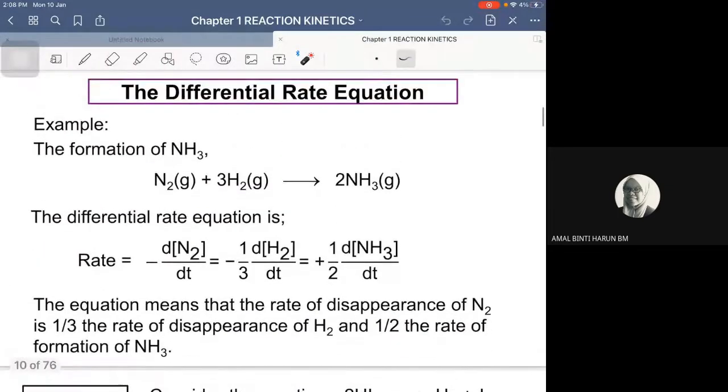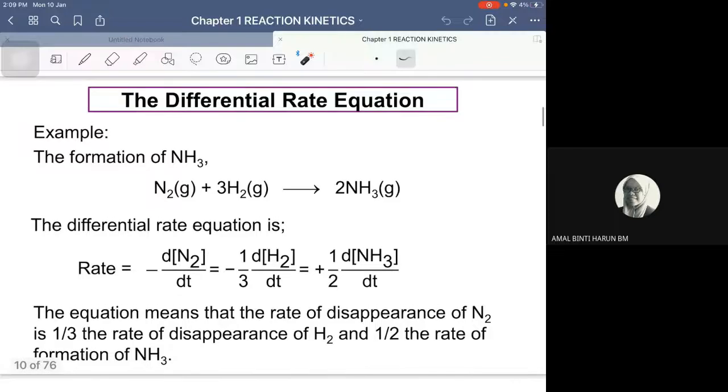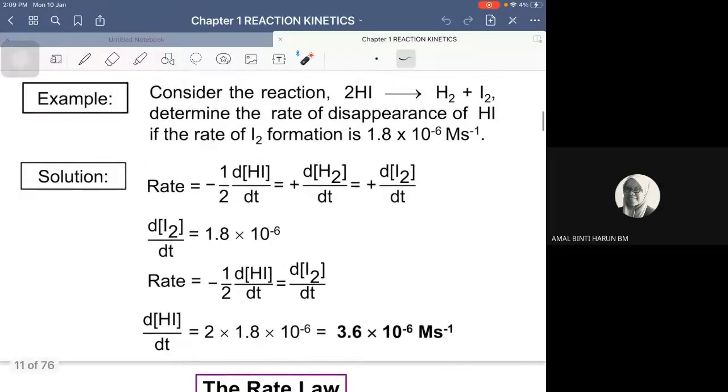Okay, from the differential rate equation, we can determine the rate of the formation or the depletion of the reactant when another rate of the reactant or product given. For example, when you are given the reaction of HI dissociate to hydrogen and iodine, kita dapati dekat sini rate formation iodine given. And then soalan tanya, what is the rate of disappearance of HI?